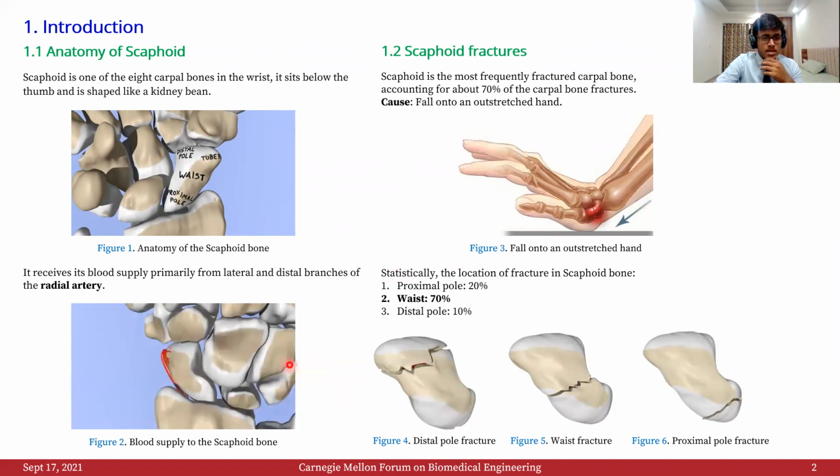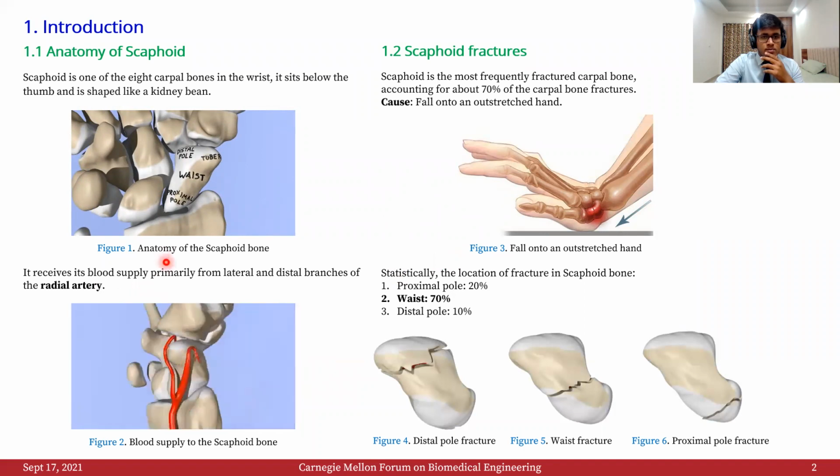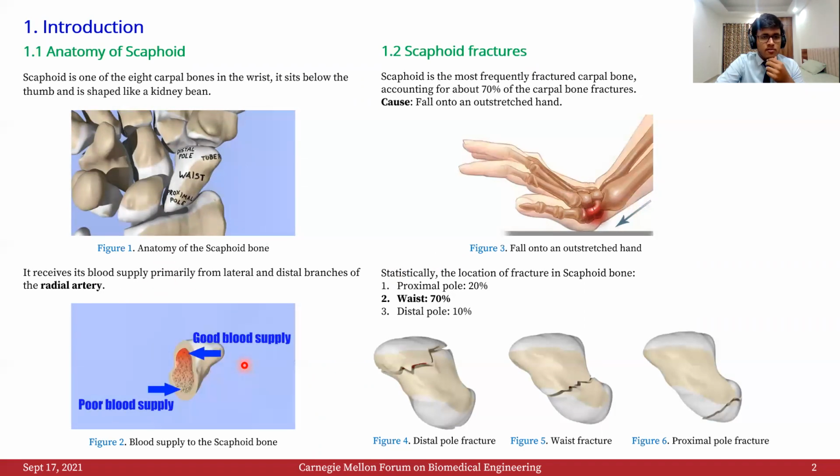Additionally, the scaphoid bone has blood supply from the radial artery, which provides an adequate amount of supply to the distal pole, but an insufficient supply of blood to the waist and the proximal pole. Statistically, 70% of the fractures are at the waist of the scaphoid bone.